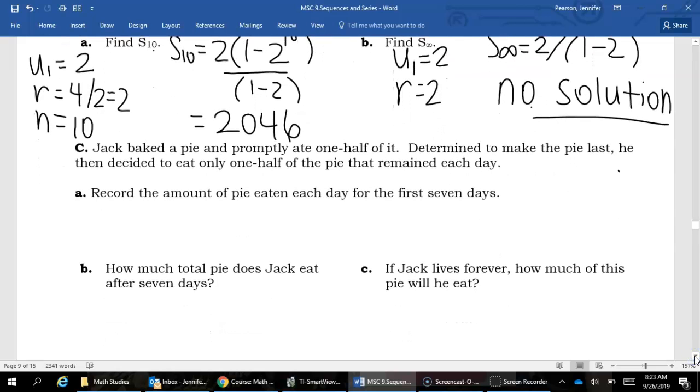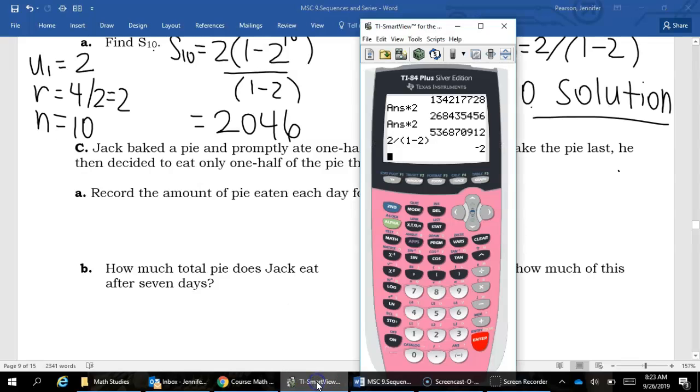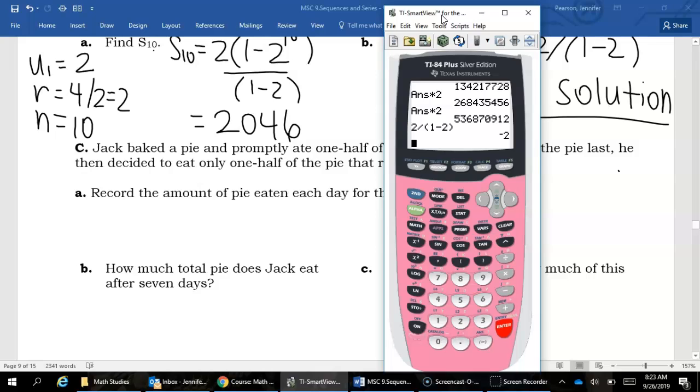And we have example C. Jack baked a pie and promptly ate 1/2 of it. Determined to make the pie last, he then decided to eat only 1/2 of the pie that remained each day. Record the amount of pie eaten each day for the first 7 days. So I'm looking for a list of numbers. A list of numbers is much easier to generate recursively. So I'm going to put in my starting number. I know that I ate 1/2 of the pie on the first day.